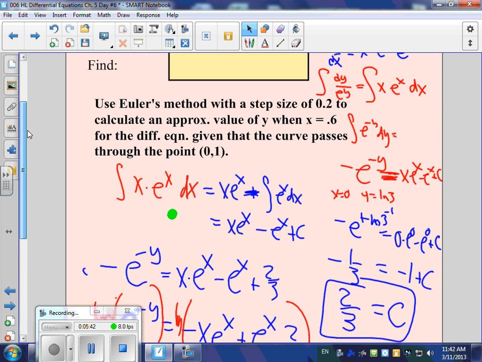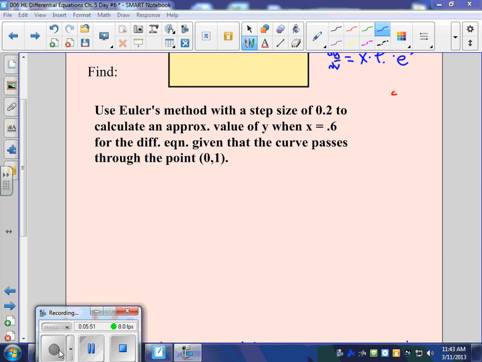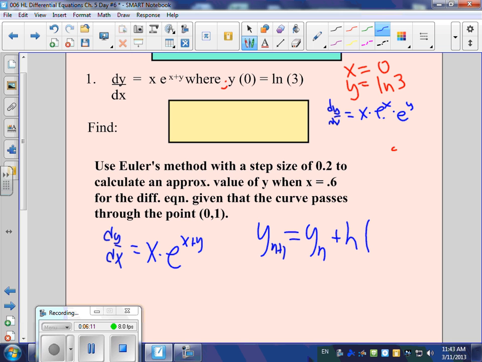Next, we're going to do Euler's method. So I'm going to erase a few things here. And now we're going to do Euler's method. We're going to use the equation that's given here. dy/dx is going to be x times e to the x plus y. And we're going to use the formula y of n plus 1. Please write this down: y of n plus h times f of x of n, y of n. That's the formula for it.